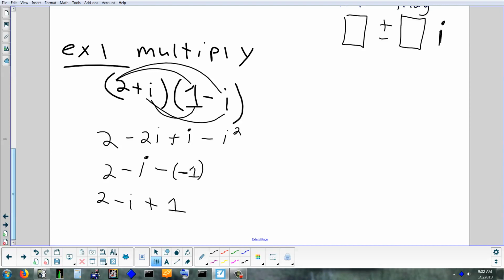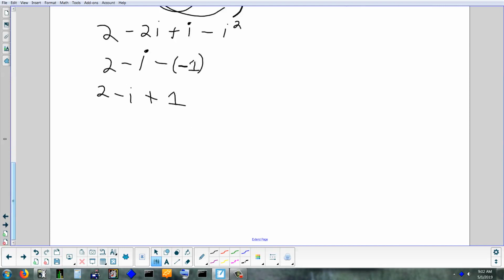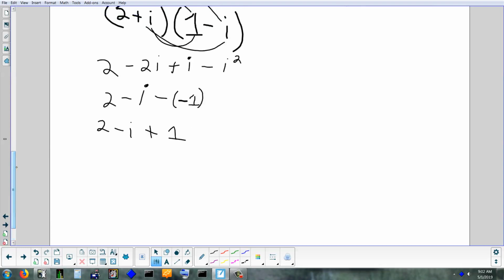I'm really writing out every step. You could probably do some of that in your head, but I'm just showing you every single step the first time. Now we have 2 more like terms we can combine. We have a 2 and a 1. If you combine a 2 and a 1, what's that going to mean? 3 minus i. There's your answer.